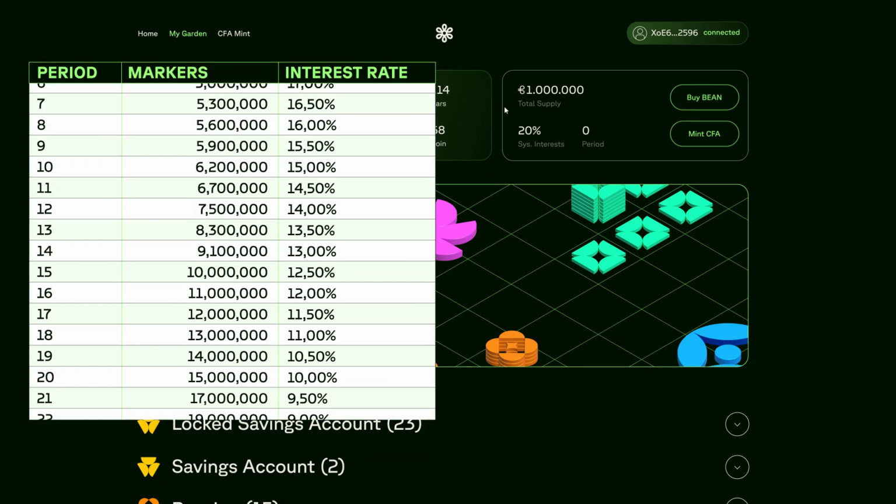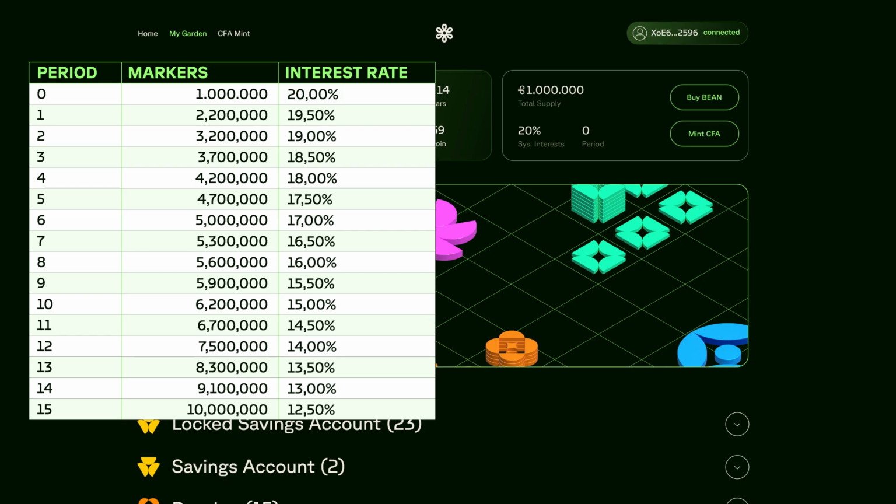Each time a new product is created, the total supply of bean increases. A new period begins when the total supply of bean reaches a new milestone. At that point, the interest rate for products is reduced by 0.5%. For example, the interest rate will drop to 19.5% when the supply reaches 2.2 million coins.